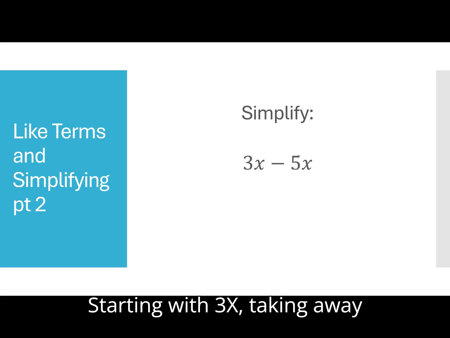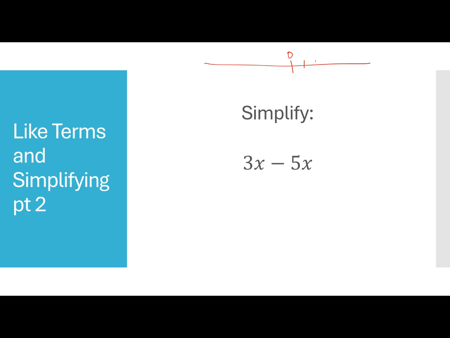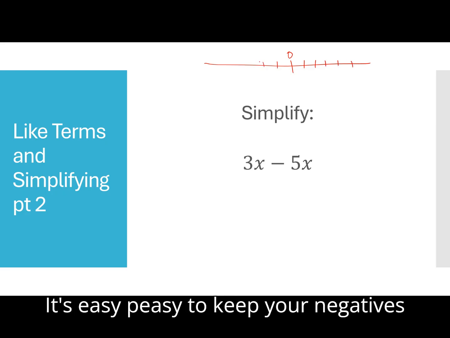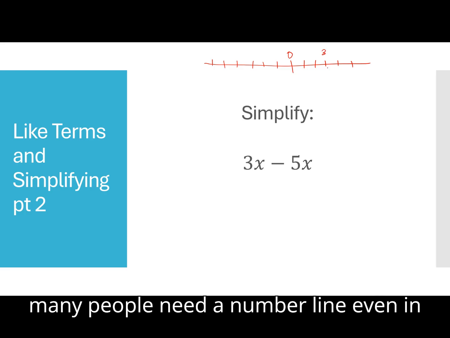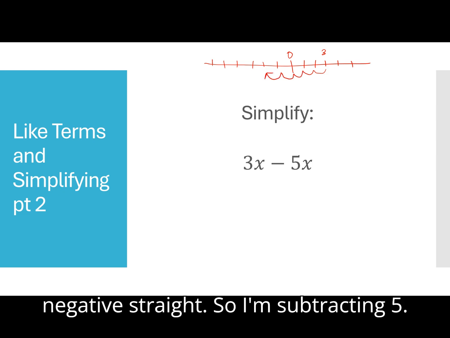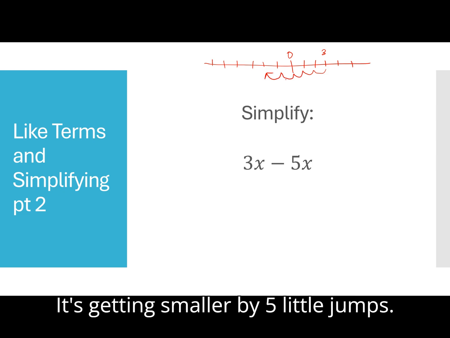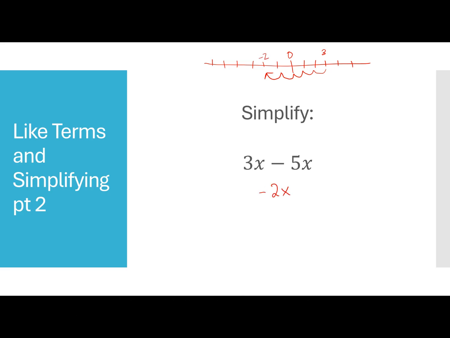Starting with 3x, taking away 5x. If you ever have trouble with these, don't forget your little number line. It's easy peasy to keep your negatives straight. And you would be amazed how many people need a number line, even in more advanced classes, to keep those negatives straight. So I'm subtracting 5. It's getting smaller by 5 little jumps. It's ending at negative 2, negative 2x.